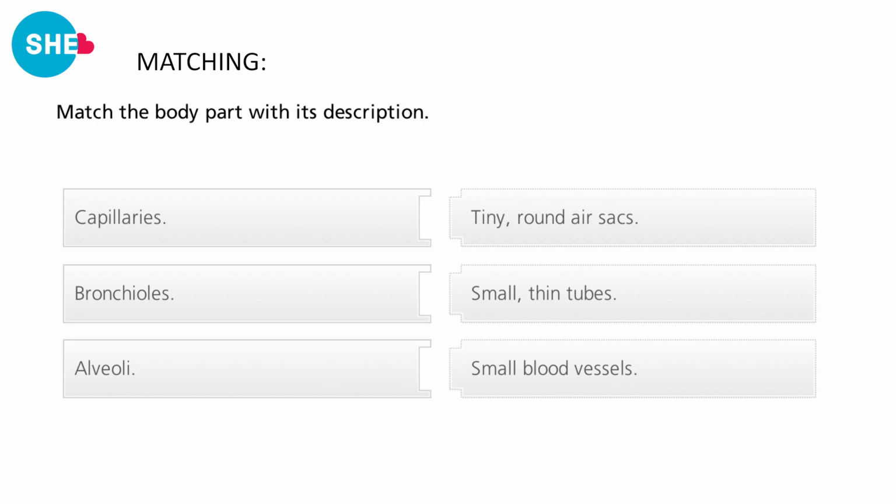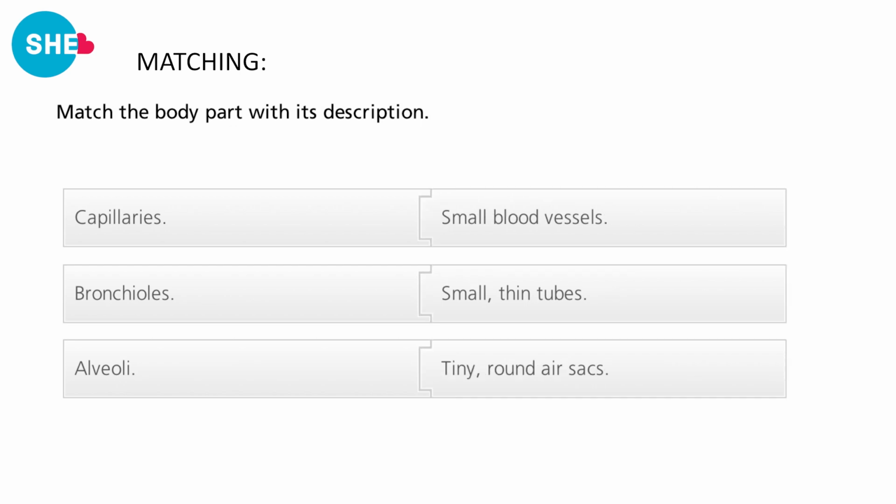So let's review what we've learned so far. Let's go ahead and match the body part with the correct description. Yes, capillaries are small blood vessels, and bronchioles are the small thin tubes. Finally, the alveoli are tiny round air sacs.